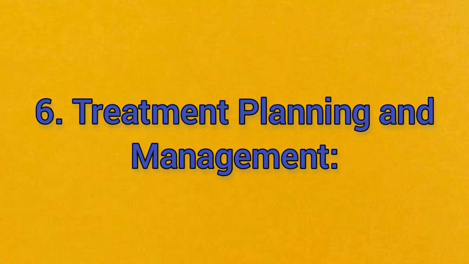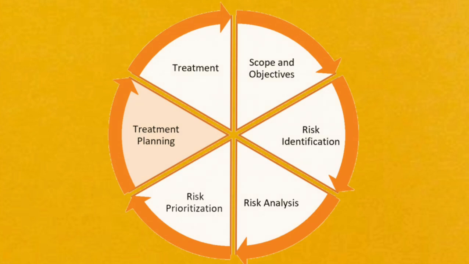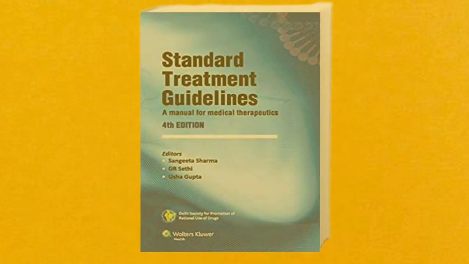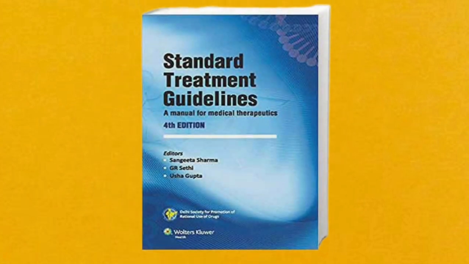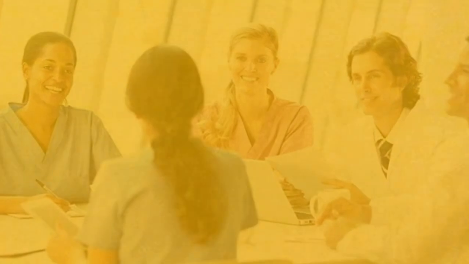6. Treatment planning and management. Once a diagnosis is established, GPs develop a treatment plan tailored to the patient's individual needs, preferences, and circumstances. They consider evidence-based treatment guidelines, therapeutic options, and patient-specific factors such as comorbidities and medication tolerability. Treatment planning also involves setting realistic goals, educating patients about their condition, and coordinating care with other healthcare providers when necessary.